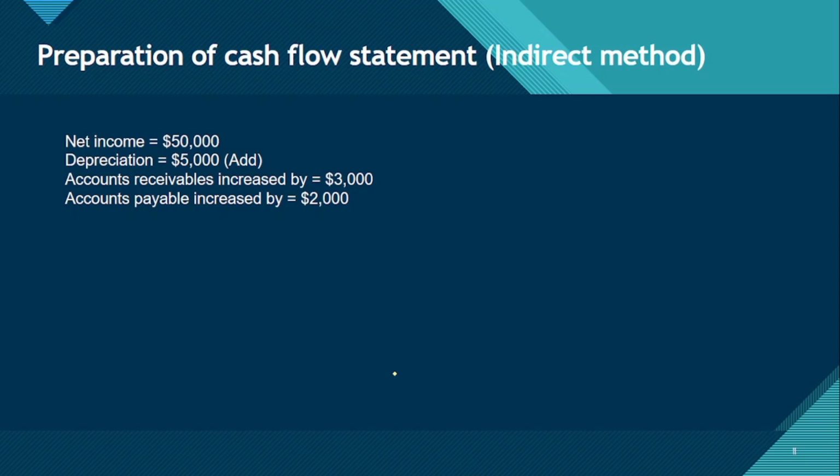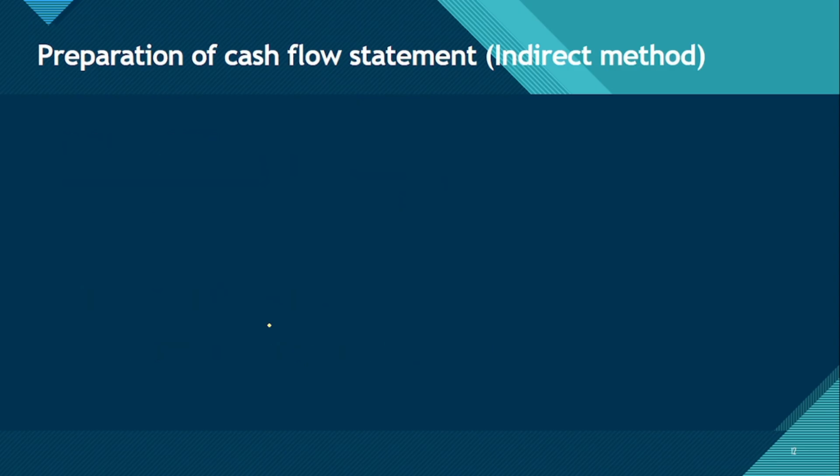So we'll start with the net income. Obviously, we have to add depreciation to the net income. And there are two more transactions. If accounts receivable increased, we have to deduct it from the net income because that means it is a negative cash impact. Also, the accounts payable increase we have to add to the net income because it is a positive cash flow impact. So in this case, the net cash flow from operating activities is net income plus depreciation minus the accounts receivable increase plus the accounts payable increase, which is 54,000. This is the cash flow from operating activities in this case.